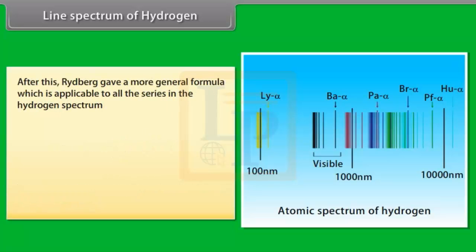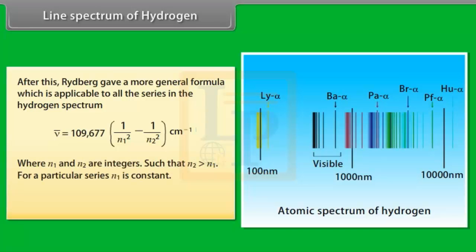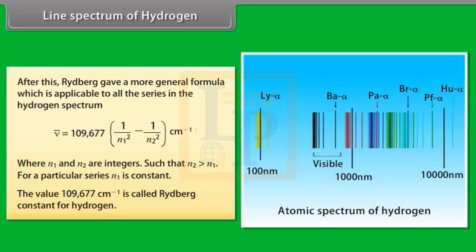After this, Rydberg gave a more general formula which is applicable to all the series in the hydrogen spectrum. Wave number is equal to 109677 into 1 by n1 square minus 1 by n2 square per centimeter, where n1 and n2 are integers such that n2 is greater than n1. For a particular series, n1 is constant. The value 109677 per centimeter is called Rydberg constant for hydrogen.